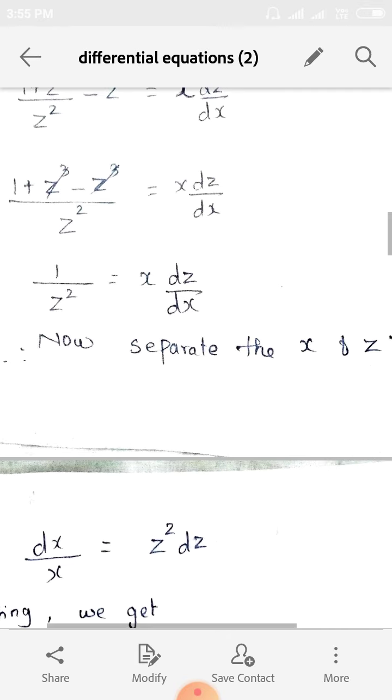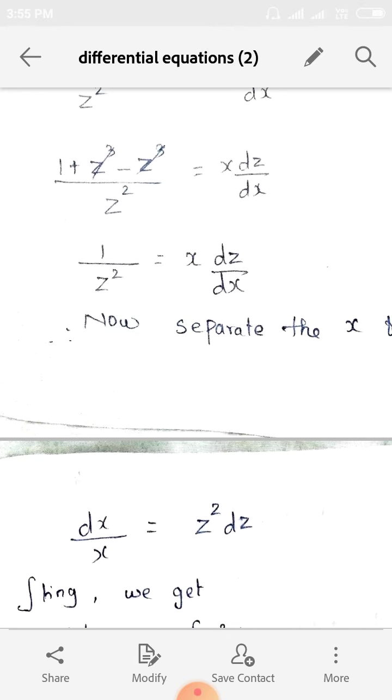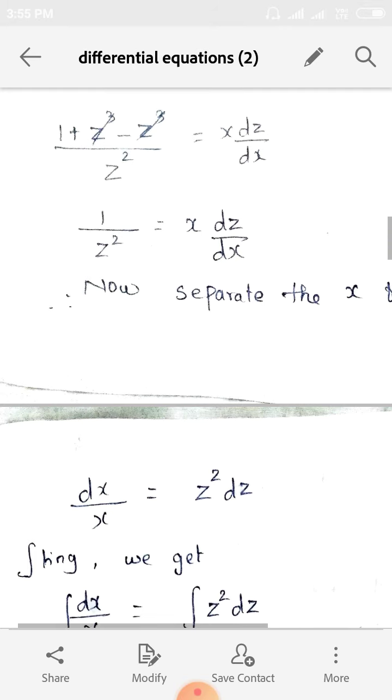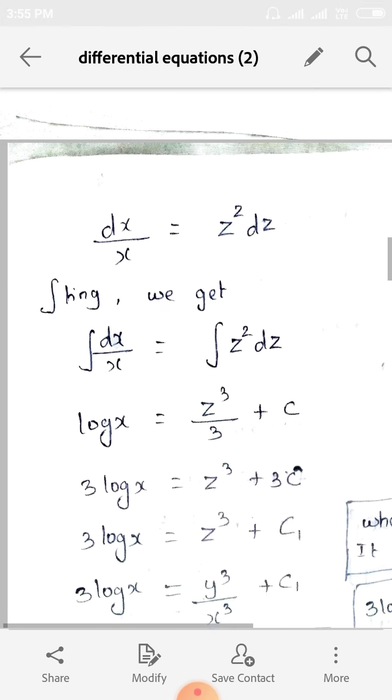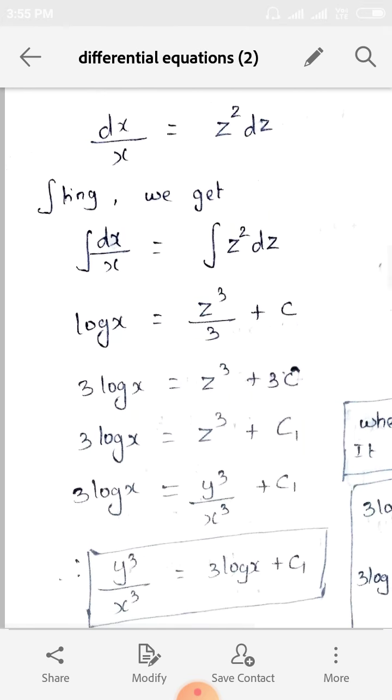Right. Now we have to separate the variables, x term and z term separately. So dx/x, in the left hand side the x variables are separated, dx/x is equal to, on the right hand side, z² dz. So we have to separate the x variables and z variables separately. So we get dx/x = z² dz. Next step, we have to integrate. Integral of dx/x is equal to integral of z² dz.